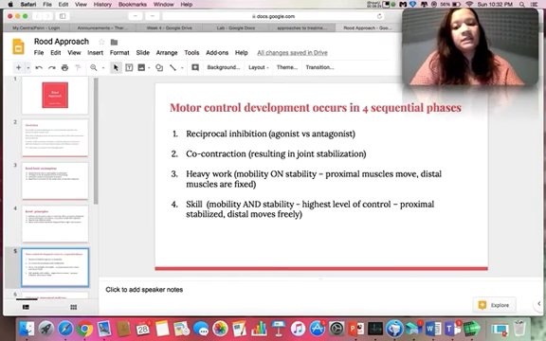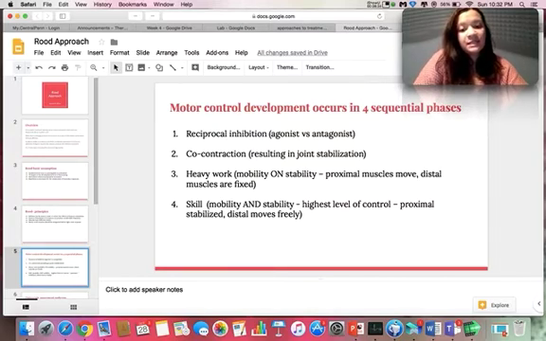So that's reciprocal inhibition. The next is co-contraction. It occurs when opposing muscles contract simultaneously, which results in stabilization of a joint. So this allows a person to hold a position for a prolonged period of time, like standing. The next is heavy work. So mobility on stability. Proximal muscles move and distal muscles are fixed. So an example of this could be creeping or crawling, where the hands and feet are going to be flexed and the shoulders and hips are moving.